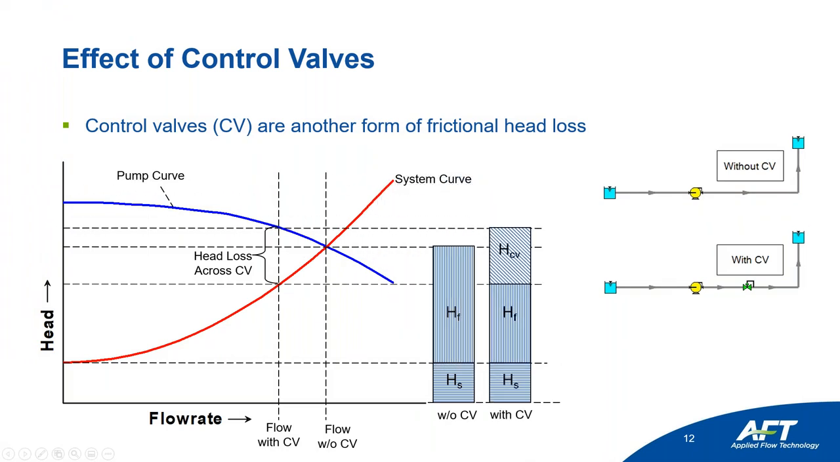So here, when I have my flow control valve, the static head value stays the same. The frictional head loss decreases, and I have a pressure loss across the control valve. The reason for that is because that's the job of a control valve. It will dynamically change the pressure loss across itself until it meets the set point that you specify.